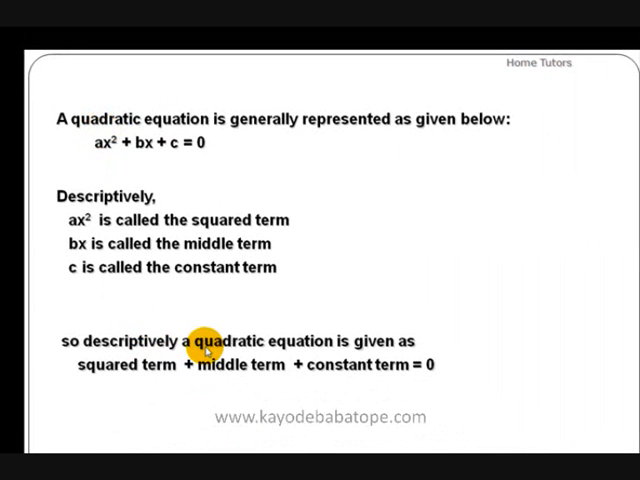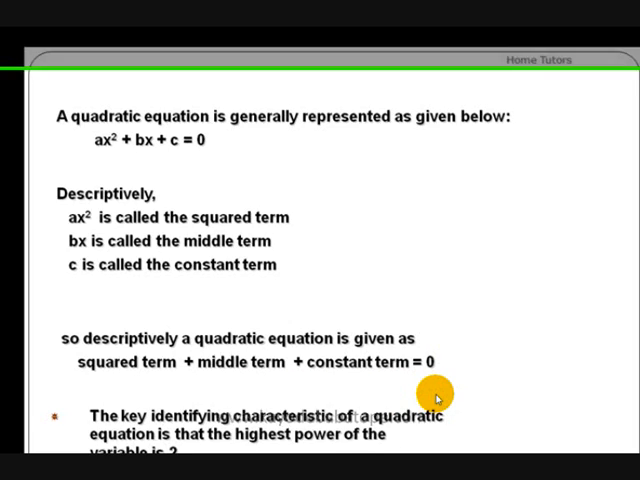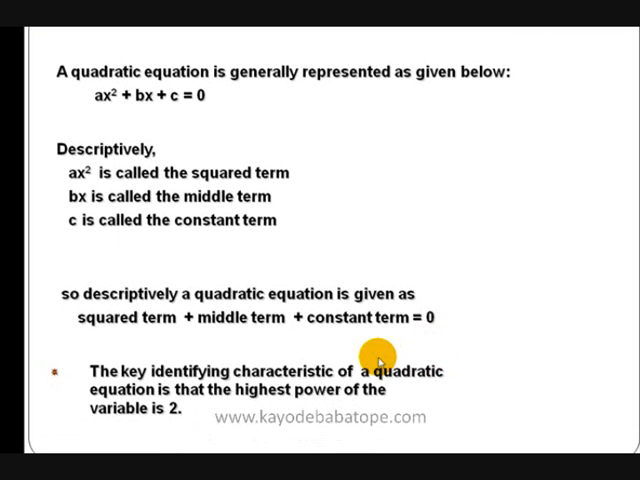So therefore, descriptively, a quadratic equation is given as a squared term plus a middle term plus a constant term is equal to 0. The key identifying characteristic of a quadratic equation is that the highest power of the variable is 2. In this equation, a, b, and c are constants. The variable in this equation is x.